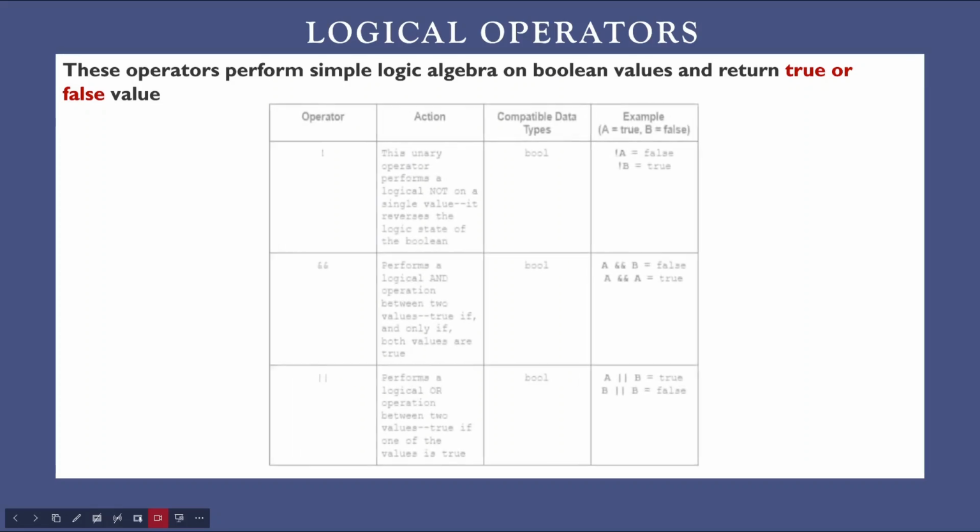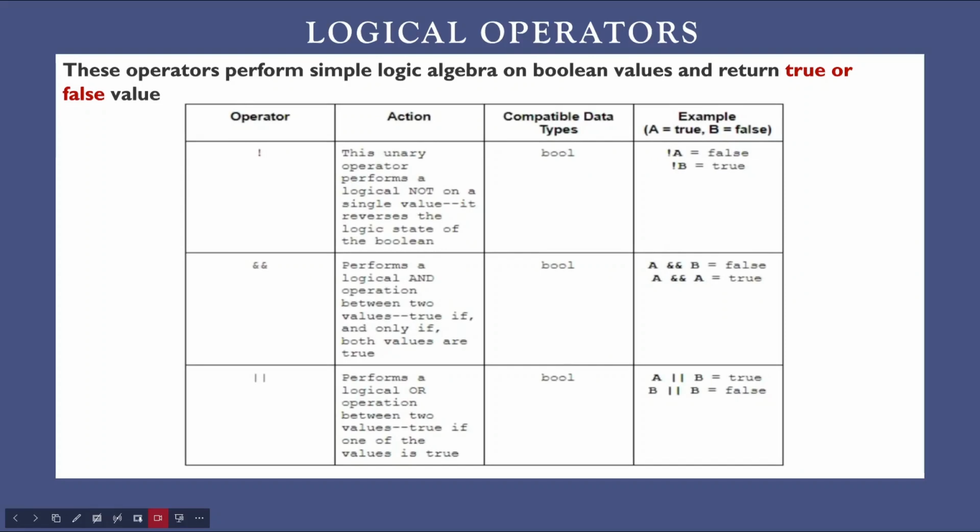You can see these are all the different types of logical operators supported: logical and with two ampersand symbols, logical or with two pipe symbols, and logical not. Observe here, the compatible data types are Boolean data types only. You cannot use integer, you cannot use float, no other data types are used.